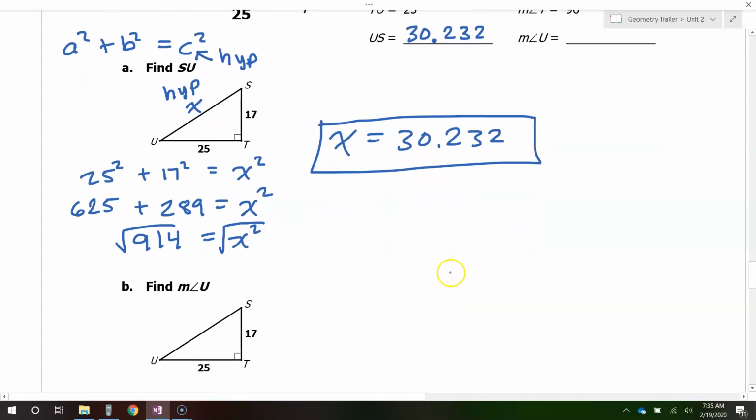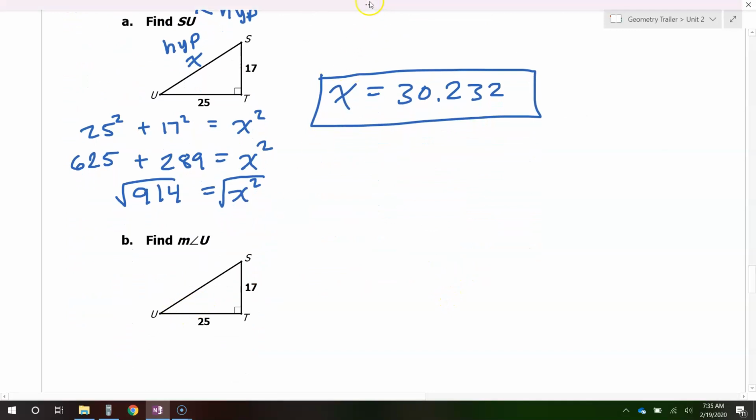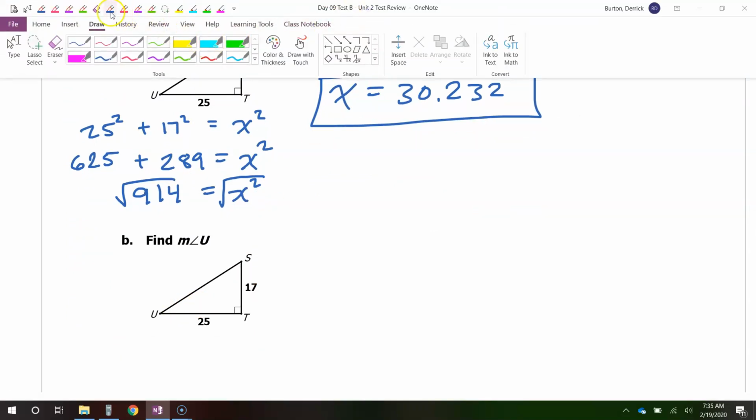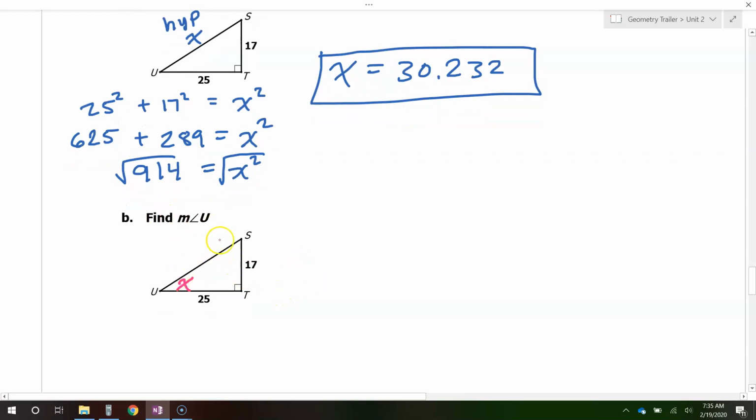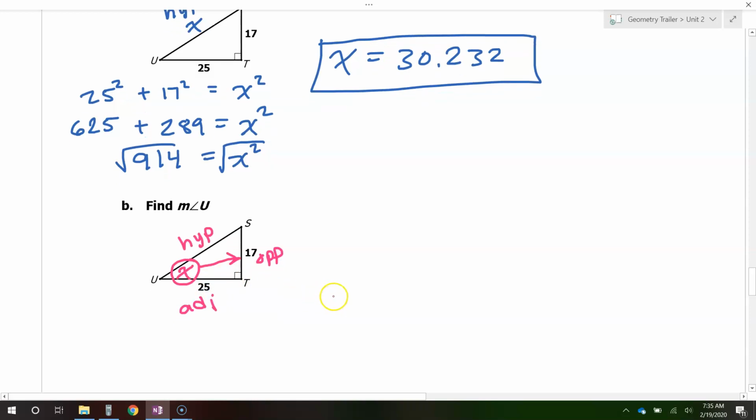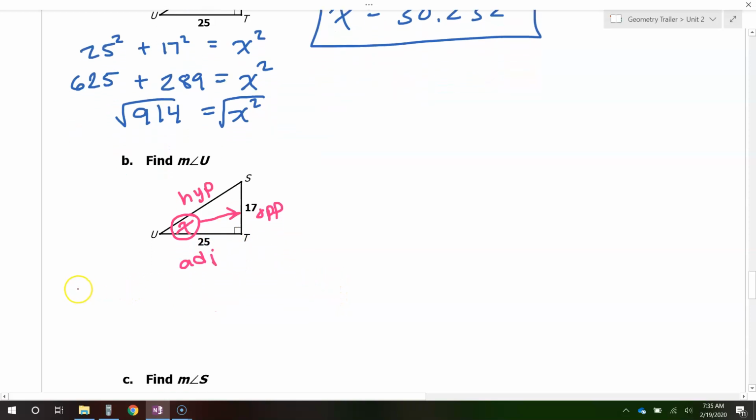All right, what's next? Now we need to find angle U. So let's go ahead and put an X there, because that's what we are looking for. Which is the hypotenuse? Well, this is the hypotenuse right here, across from the 90-degree angle. This time we do have an angle to circle that we are looking for. Draw an arrow. This will be the opposite side, and the other will be the adjacent side. So now would be a good time to write Sohcahtoa.